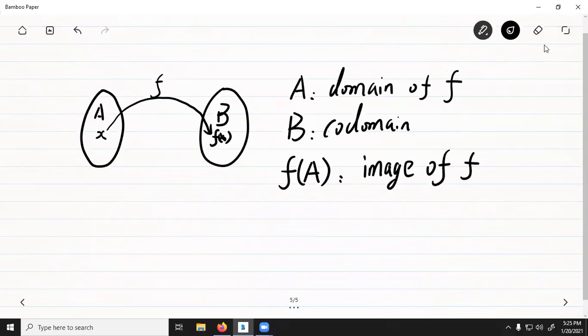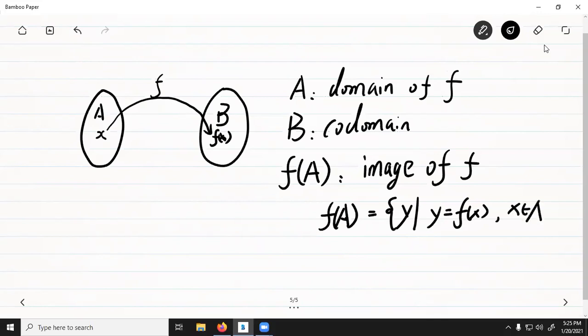So how do we define it? f of A is a set of the elements we denote by y, where y is equal to f of x, and this x is any x in A. So x runs through A, then you have different y's for each x, right? Then you collect these y's and form a set which is called f of A. This is called the image of f.